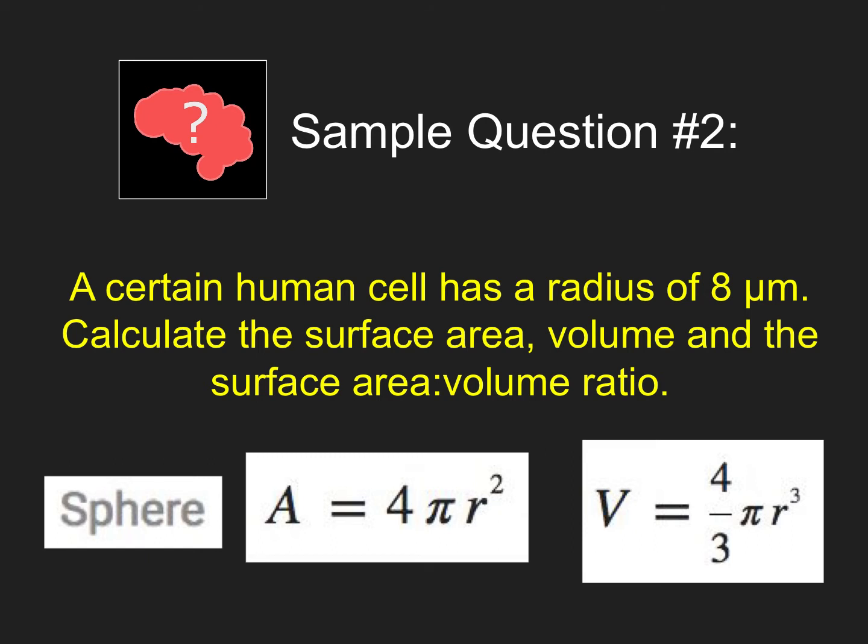A certain human cell has a radius of 8 micrometers. Calculate the surface area, volume, and the surface area to volume ratio. To help you out, I've got some equations down here showing you the surface area of a sphere is 4 pi r squared, and the volume of a sphere is 4/3 pi r cubed. Pause here, do your own math, see if you can come up with the surface area, the volume, and then the ratio between the two, and then continue on with this video to find the answer.